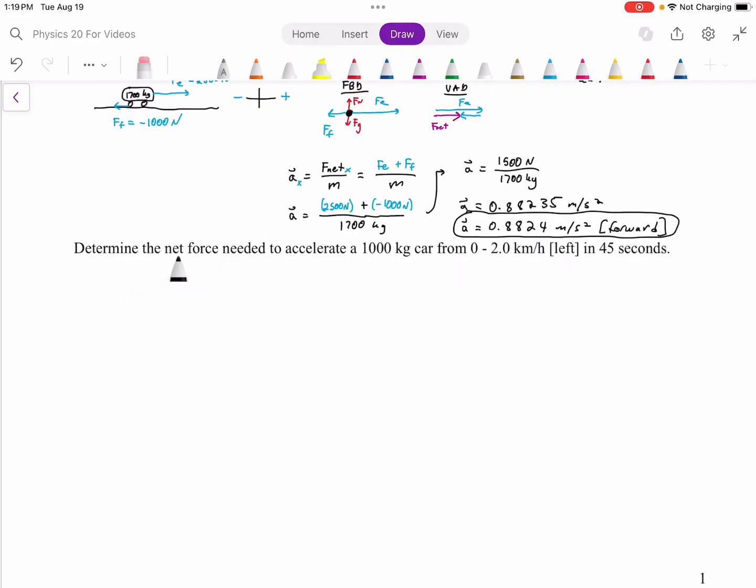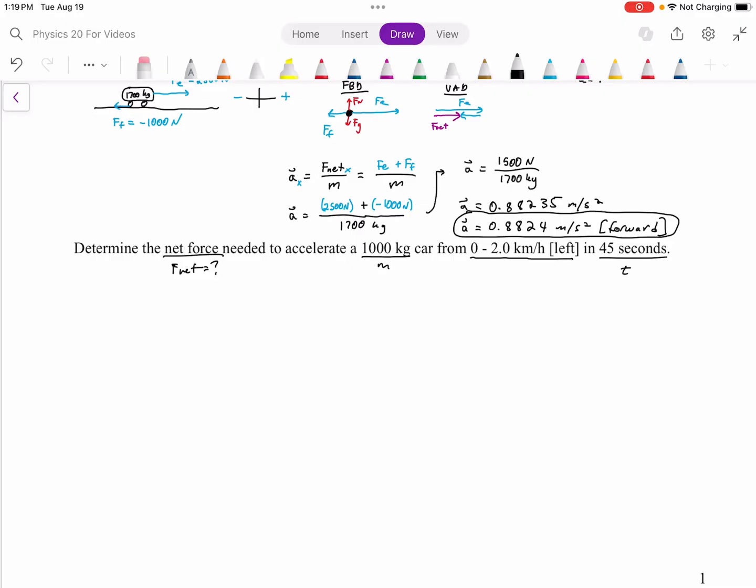Last introductory example here, we want to determine the net force needed to accelerate a 1,000 kilogram car from 0 to 2 kilometers per hour left in 45 seconds. Okay, so they didn't directly tell us the acceleration here, right? If they did, we could just do a equals F net over m and solve for F net. However, sometimes in physics they might not give us exactly what we need, so we can either give up or we can say, okay, can I find what I need?